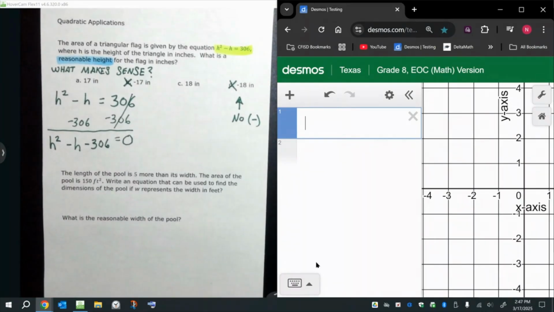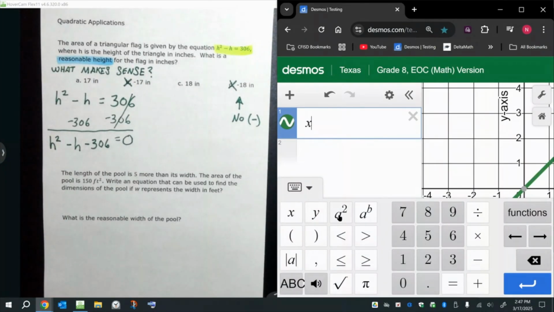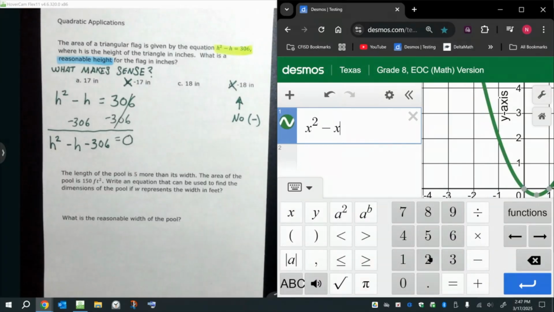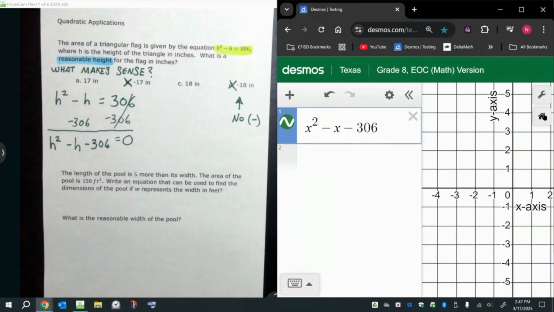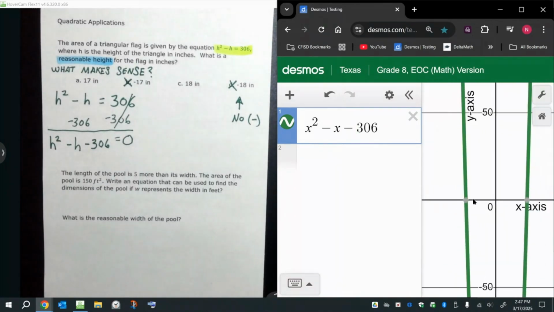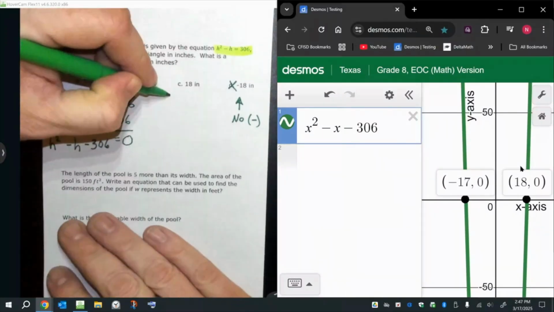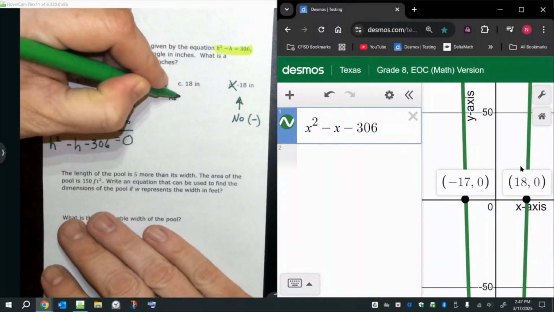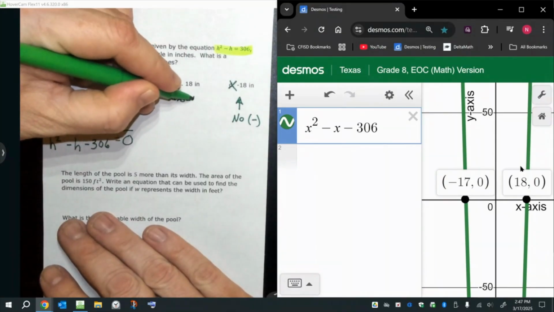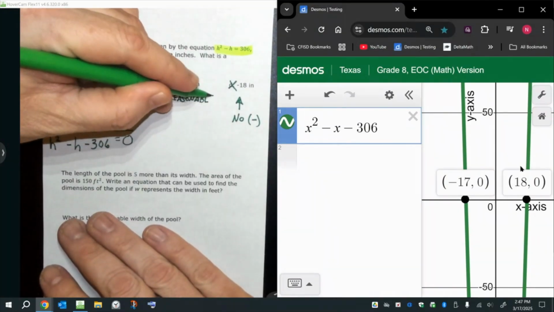So now what we're going to do is just type this in: x squared minus x minus 306. And can we determine where exactly this quadratic crosses and what makes sense? So negative 17 and positive 18. So which one makes sense? 18. That is the most reasonable answer.